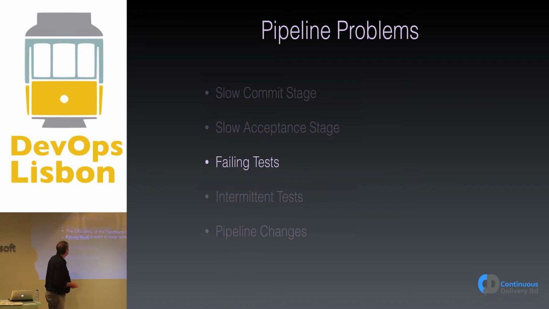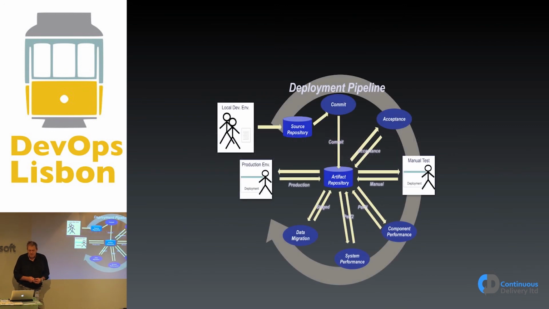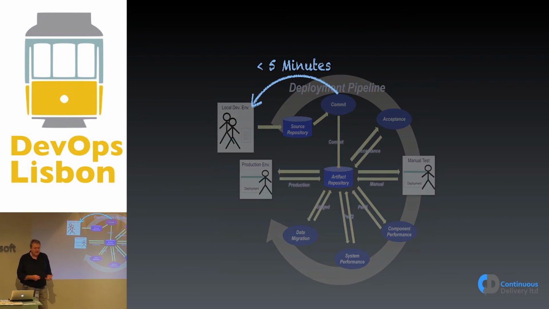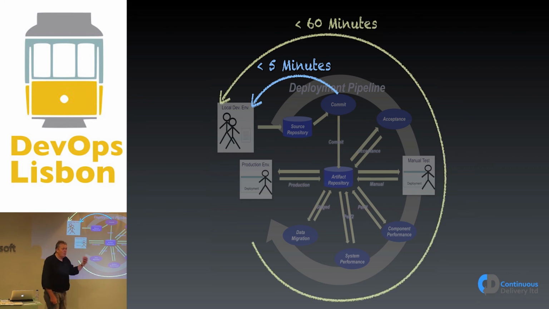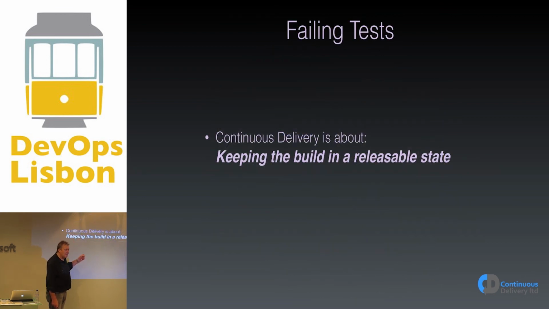Failing tests. The efficiency of the feedback cycle is central to our ability to stay on top of, to keep tests running. And so we need to really think about these times. The longer it takes us to get that feedback, the more failing tests we'll end up living with, is the subjective impression that I get from having seen lots of teams trying to do this. If you can keep it down to those sorts of numbers, you're in a very good place to be able to stay on top of test failures all of the time, and your build will be green nearly all of the time. And that's where you want to be.